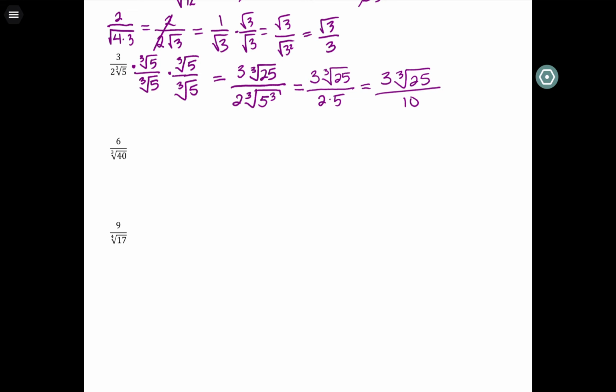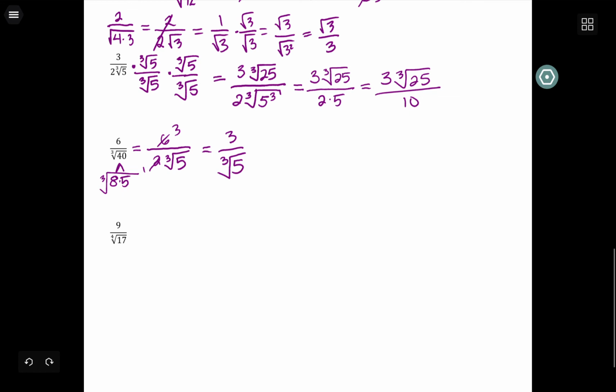Again, if you're watching, you can make numbers a little nicer. In this case, I'm looking for perfect cubes, and 40 is 8 times 5. So I can say, well, really this simplifies a little. The cube root of 8 is 2. And then I can actually reduce and say this is 3 over the cube root of 5. And now I can worry about rationalizing.